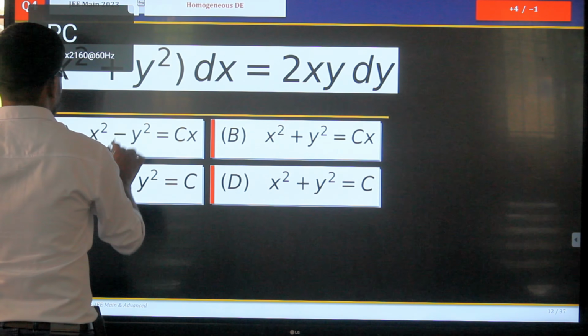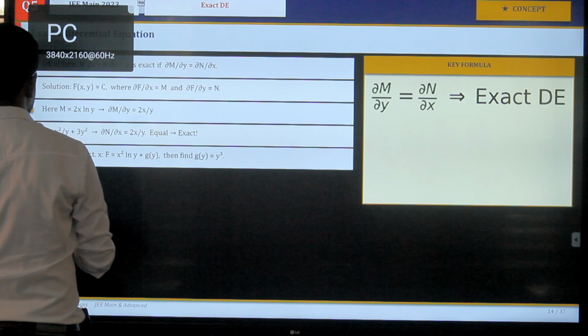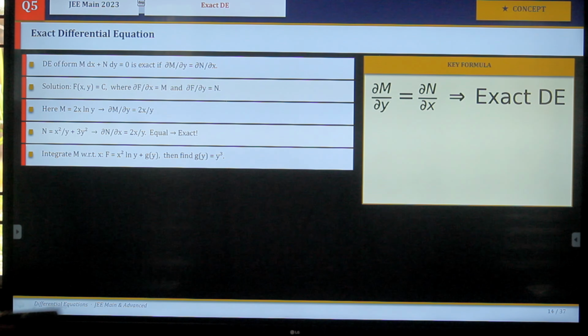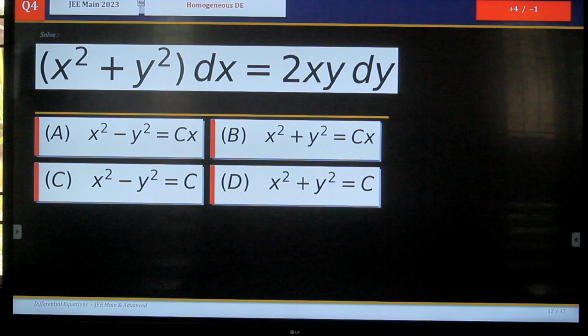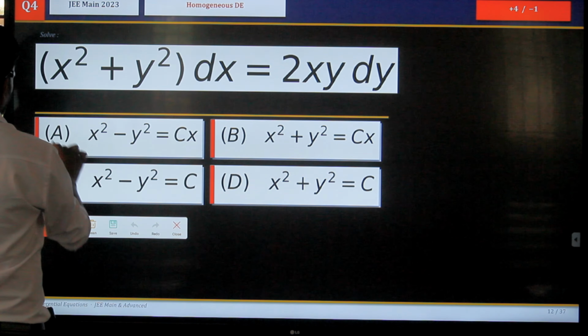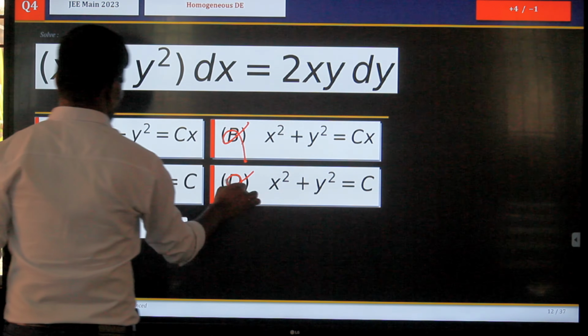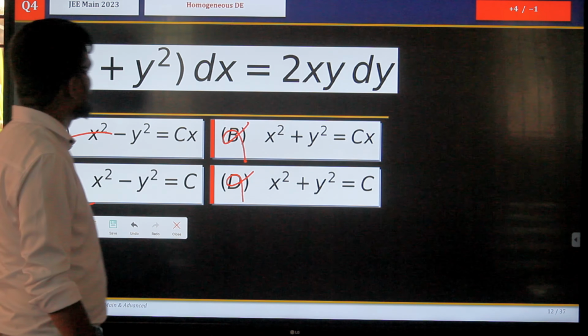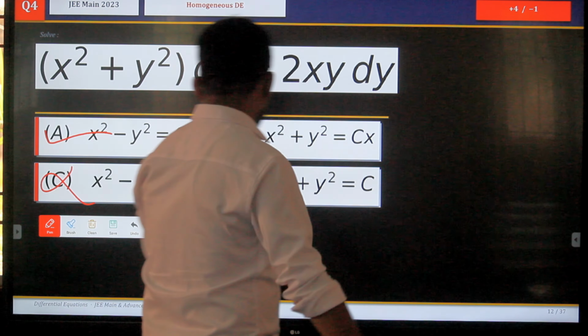So the solution is x square minus y square is equal to cx. That means option A is the correct option. This is the correct option. This is wrong. This is wrong. This is wrong. Let me move to the next question.